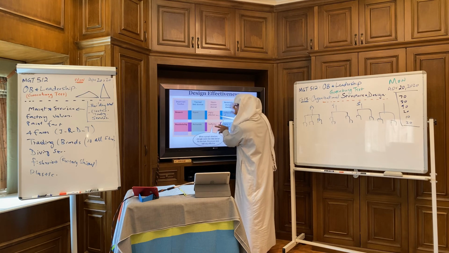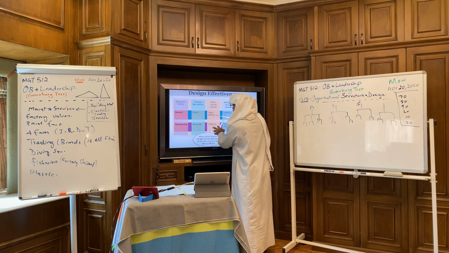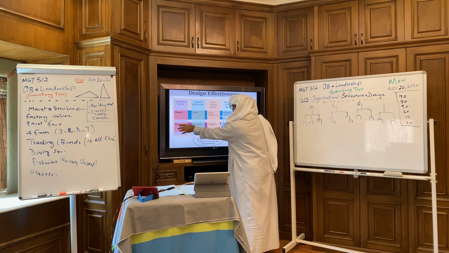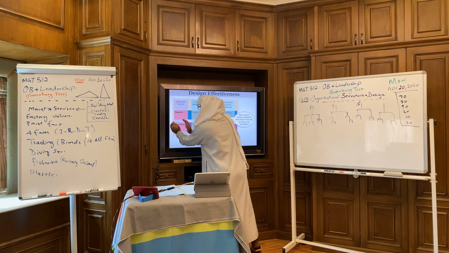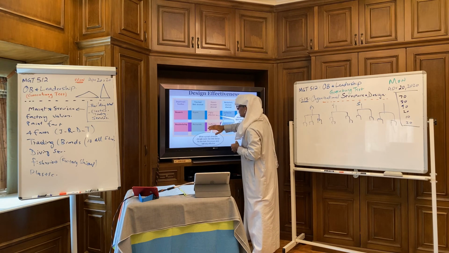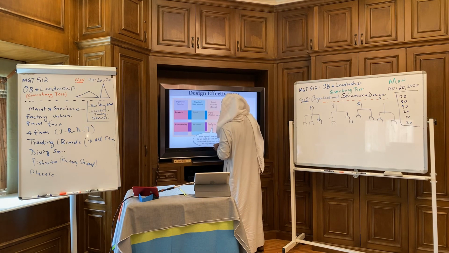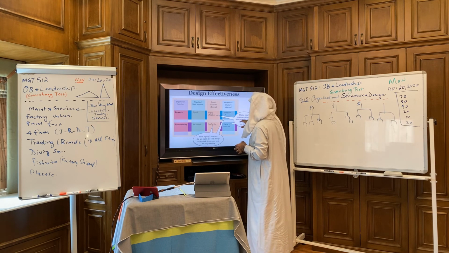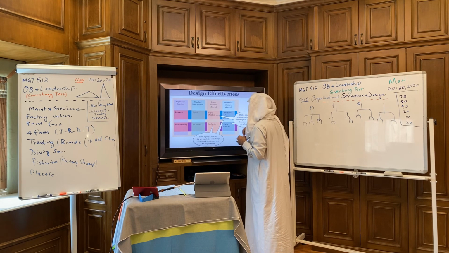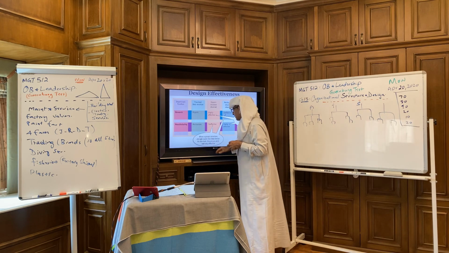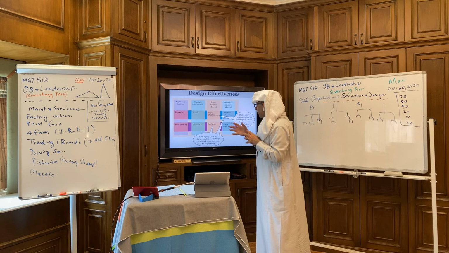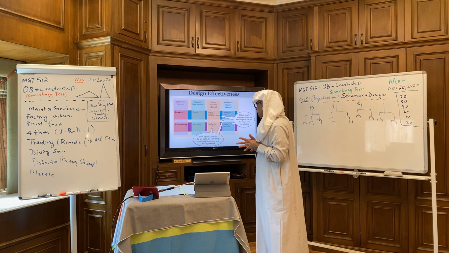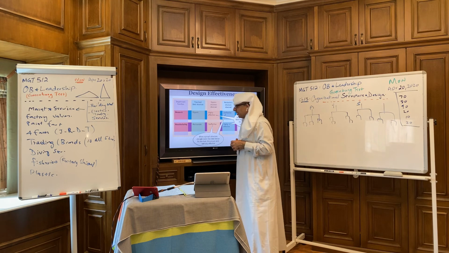And on the other hand, if manufacturing uses organic, it will be ineffective. If research uses mechanistic, it will be ineffective. This is design effectiveness: when a group's structure matches the ideal design for the task, the group is very effective. When a group's structure does not match the ideal design for the task, the group is not very effective.